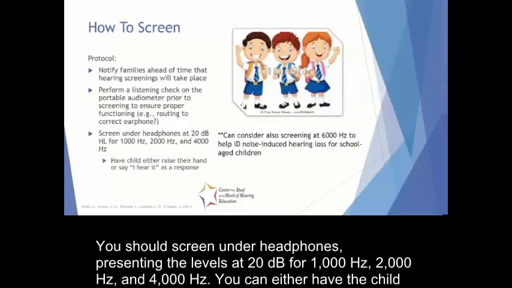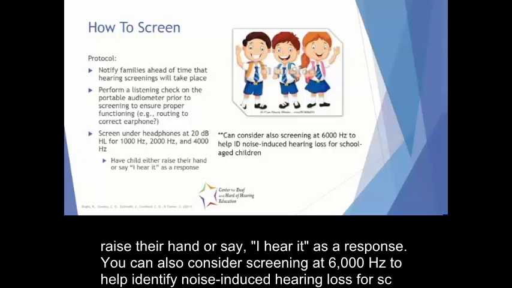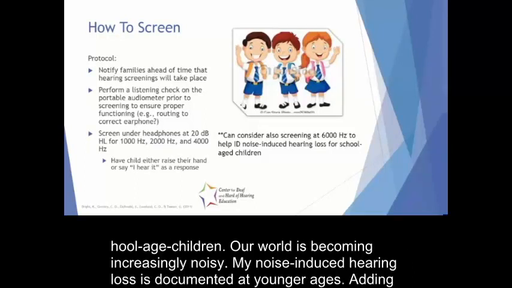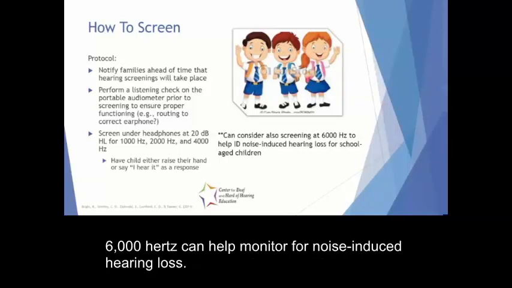You should screen under headphones presenting the levels at 20 dB for 1,000 Hertz, 2,000 Hertz, and 4,000 Hertz. You can either have the child raise their hand or say, "I hear it," as a response. You can also consider screening at 6,000 Hertz to help identify noise-induced hearing loss for school-age children. Our world is becoming increasingly noisy. More noise-induced hearing loss is documented at younger ages. Adding 6,000 Hertz can help monitor for noise-induced hearing loss.